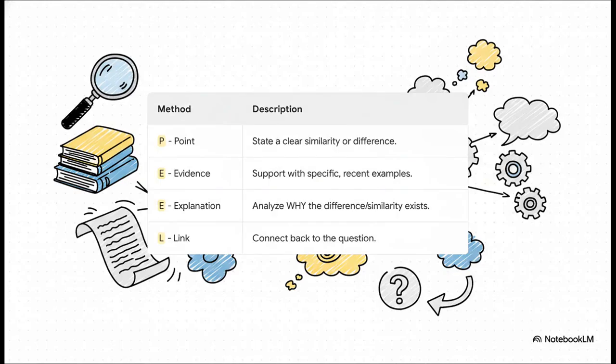Now, once you're writing, this right here is your foolproof structure. It's called the PEEL method, and it is your best friend. You start with your point, a really clear statement about a similarity or a difference. Then comes your evidence, those specific recent examples we talked about. Next, and this is the most important part, is the explanation, where you analyze why that similarity or difference even exists. And finally, you wrap it up with the link back to the question.